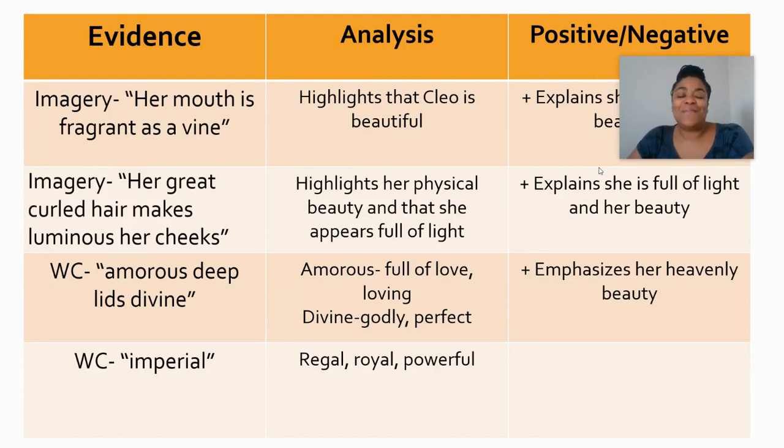All right, scholars. So for my analysis, I wrote regal, royal, and powerful. So, scholars, let's use some of our schema. Based on what we already know about Cleopatra, is this a positive or negative connotation? Imperial, regal, royal, powerful. You ready? All right, let's write. You have 1 minute. You're writing if it's a positive or negative connotation. And remember, you must explain why. Let's go. 1 minute, go.